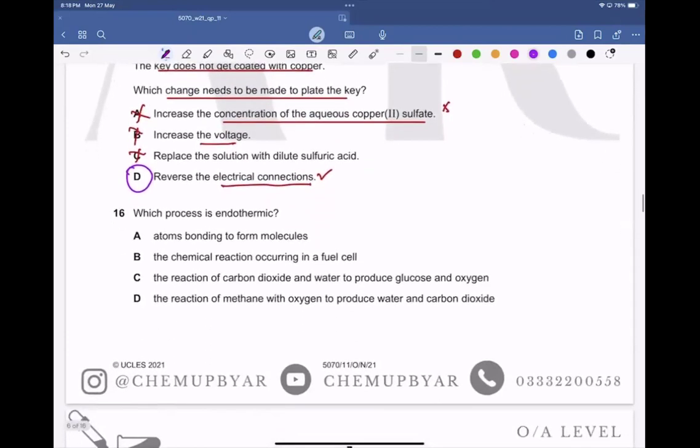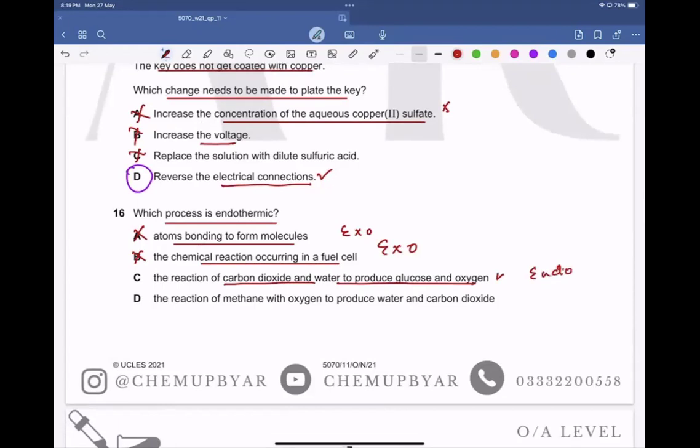Now, question number 16. Which process is endothermic? A. Atoms bonding to form molecules. Whenever bonds are formed, we know it's exothermic, so A is wrong. B. Chemical reaction occurring in a fuel cell. A fuel cell provides energy, so it's exo again. It's wrong. C. A reaction of carbon dioxide and water to produce glucose and oxygen. Yes, that occurs in the plant and needs the sunlight, so it's an endo.